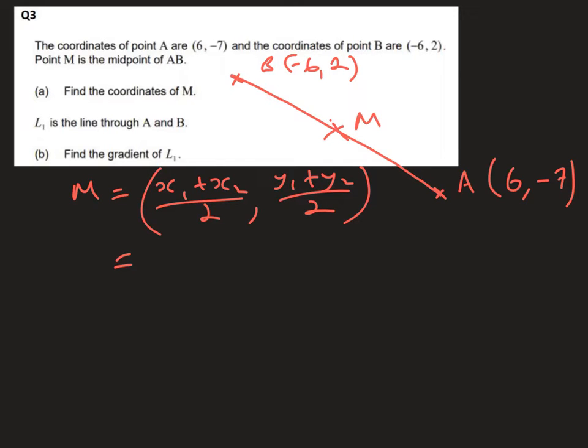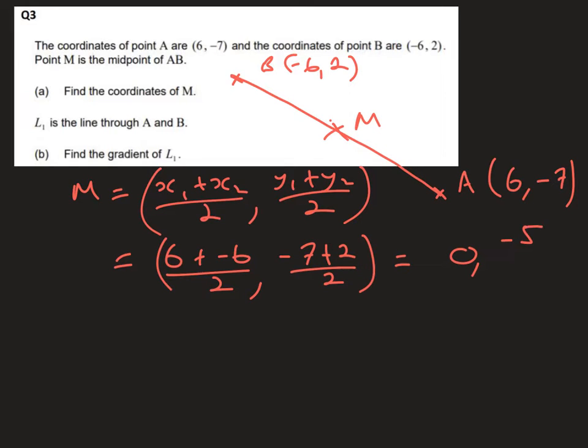So using the formula, that's going to be 6 plus minus 6 over 2, which hopefully we can see is going to be 0, and minus 7 plus 2 over 2. So that's going to simplify to 0, minus 5 over 2. Now I can leave it as a fraction or a decimal, it's the same thing.